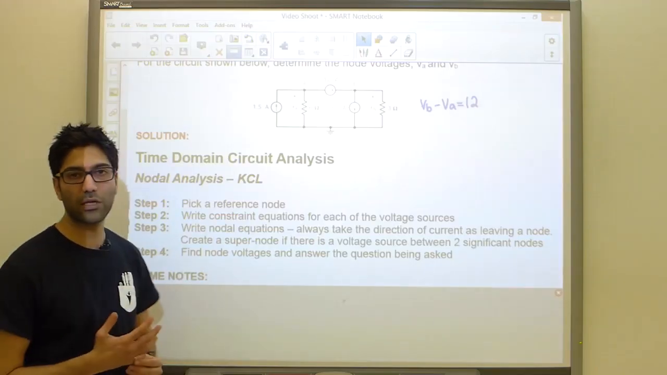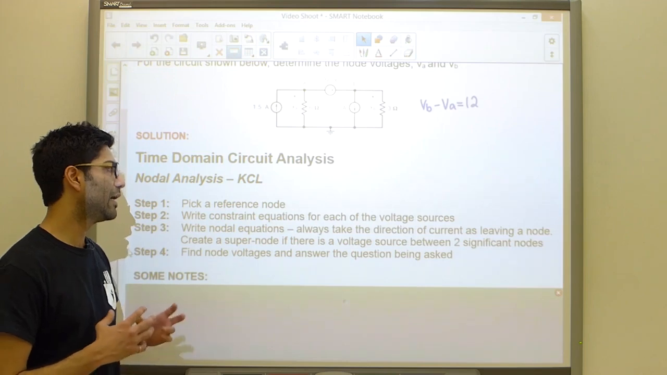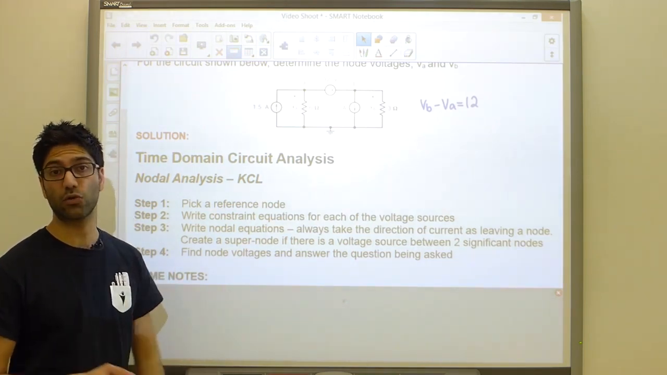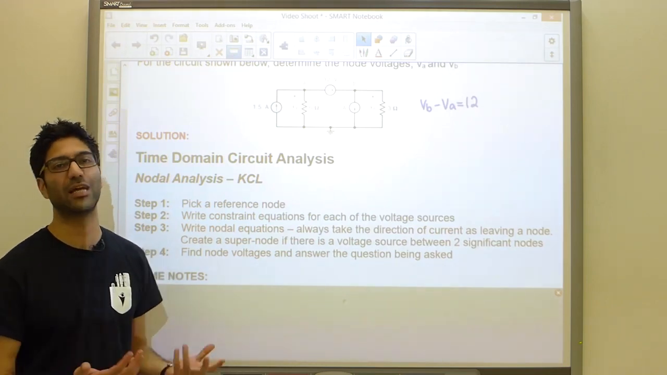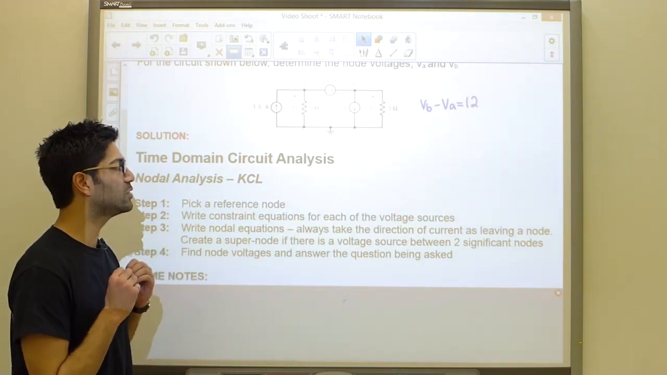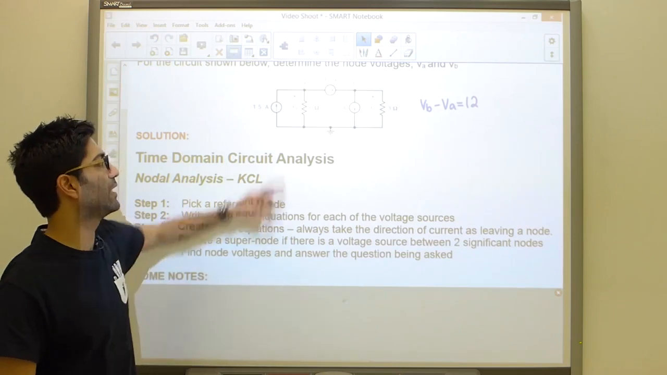We're going to do this in a way such that, whenever we have a choice, the current is going to be exiting the node. So when you're exiting, you are positive. If you're entering, you're negative. But we are always going to choose exiting unless, of course, we're forced by some source.